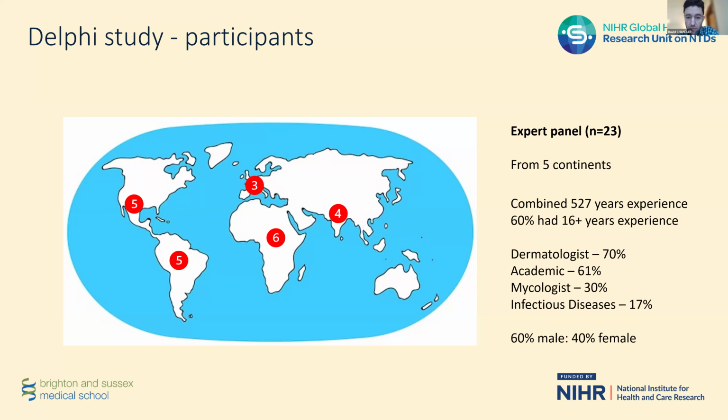The majority of the experts were very experienced, having 16 or 20 or more years of experience managing patients. Most of them were dermatologists, but there were also a significant amount that were academics or mycologists or other specialties, including infectious diseases, for example. And there was a 60-40% male-female split amongst the experts.